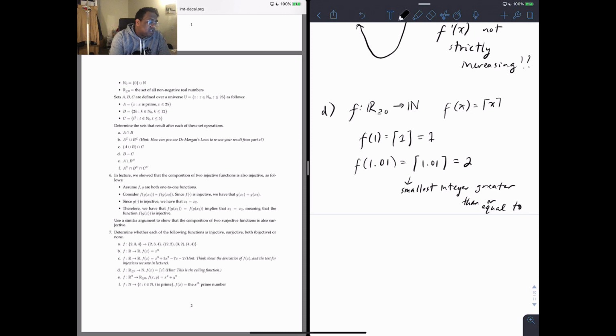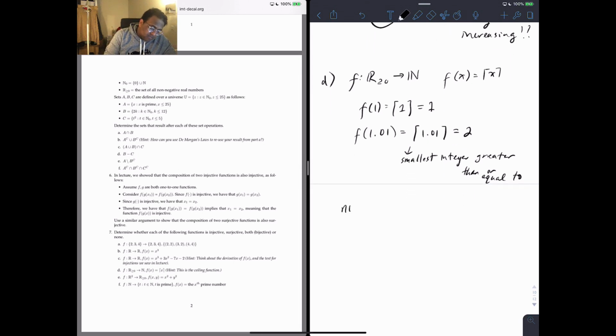And the question is, is this an injection, surjection, or bijection? And it's definitely not a bijection, okay, because it's not an injection.